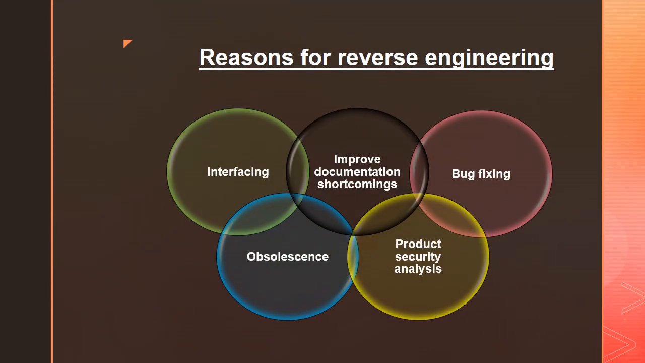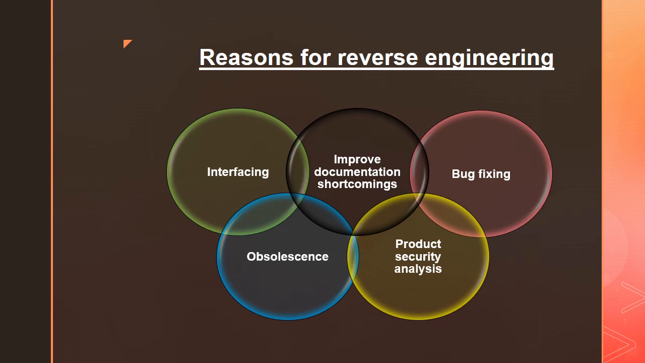Let us now understand some of the reasons why this reverse engineering is required when we have certain existing software. So what is the need of this reverse engineering? Here are the reasons. The first one is interfacing. Interfacing means that whenever there is a system which we require to interface with another system, in order to provide the interface between these two systems, sometimes we need to do reverse engineering so that both the systems can become compatible with each other.